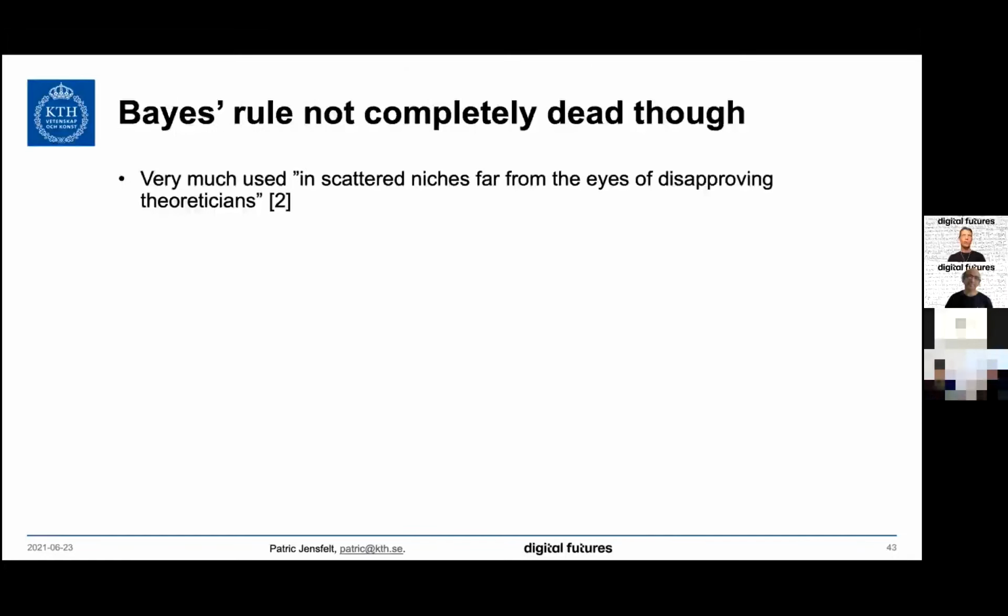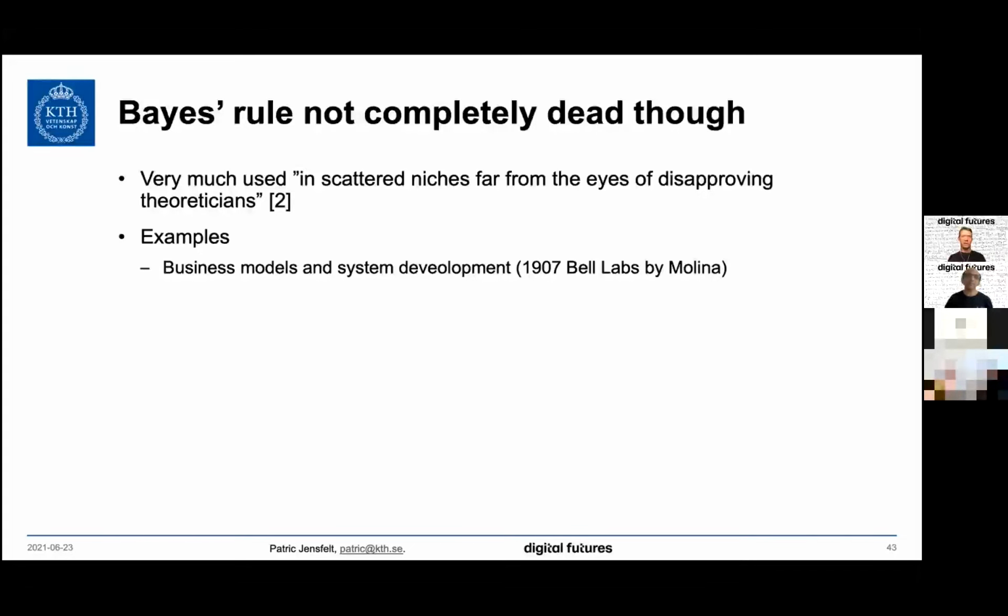But Bayes' work wasn't completely forgotten. As this big book I read put it, it was used in scattered niches far from the eyes of disapproving theoreticians. So the problem solvers, the ones that wanted to solve problems and didn't care what tools they used, used it quite a lot. Some examples: Bell used it quite a lot in their business models and system development. They had a problem that in some cities, they employed as much as 20% of the female population to be phone operators. And that wasn't a very sustainable operation.